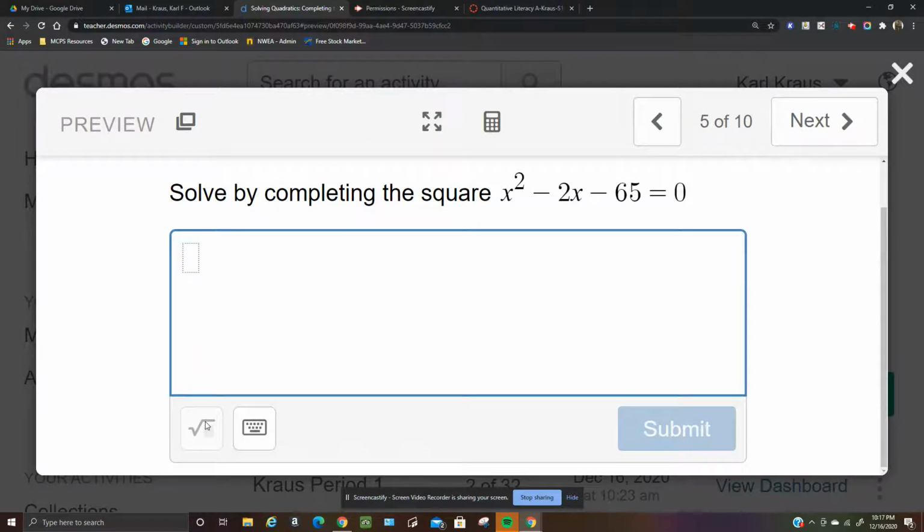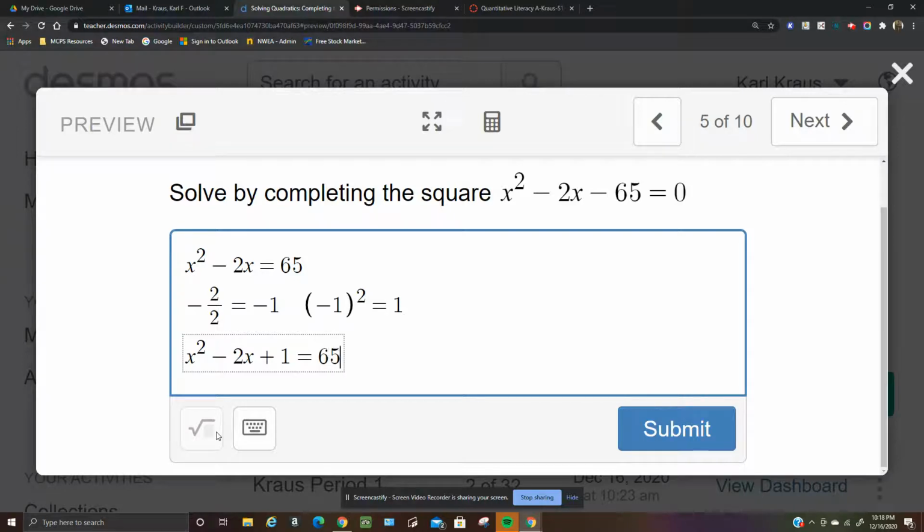Example 3. I'm going to add 65 to both sides of the equation. Divide negative 2 by 2, then negative 1 squared is 1. x squared minus 2x plus 1 equals 65 plus 1.